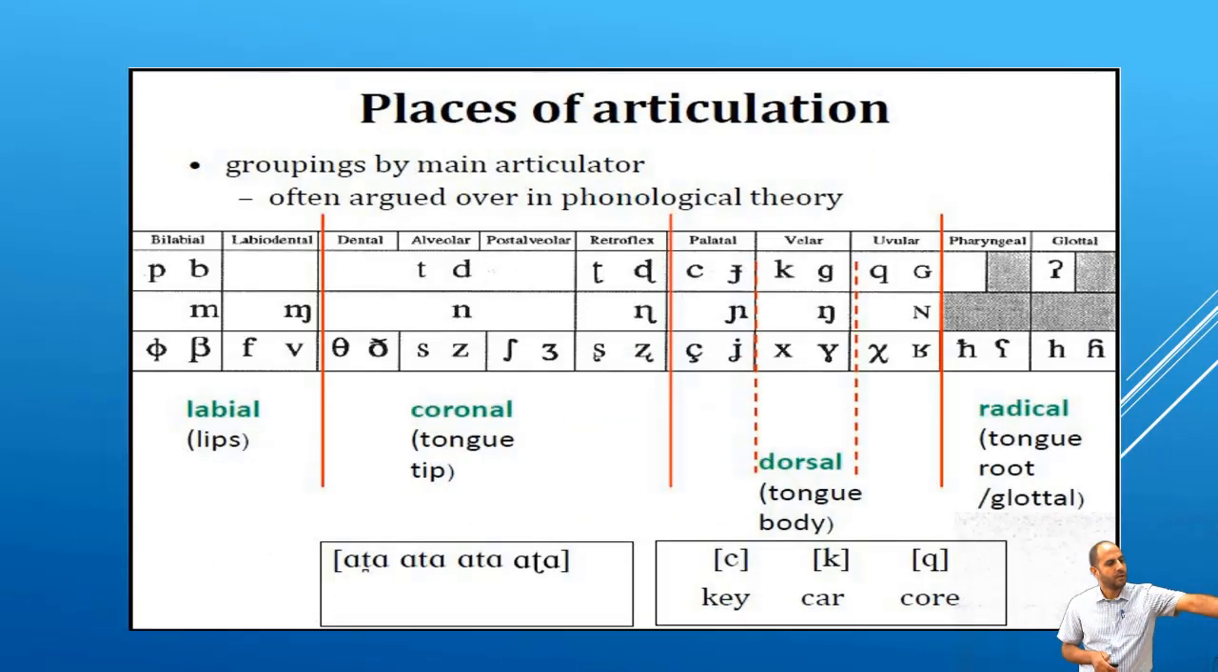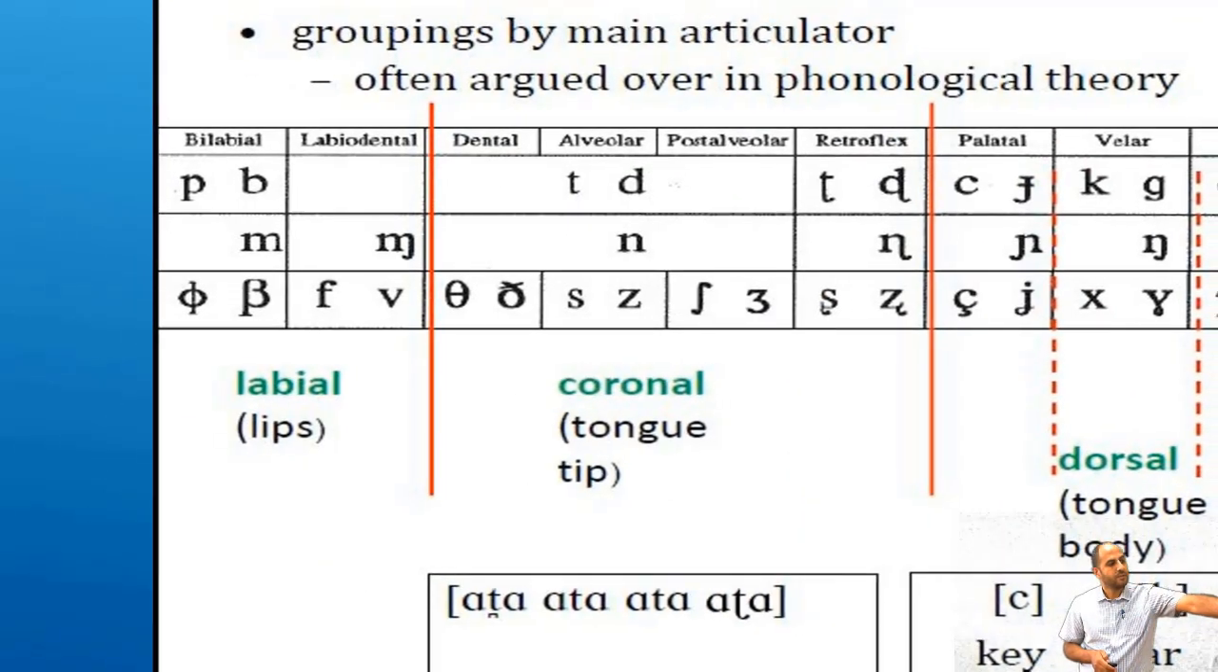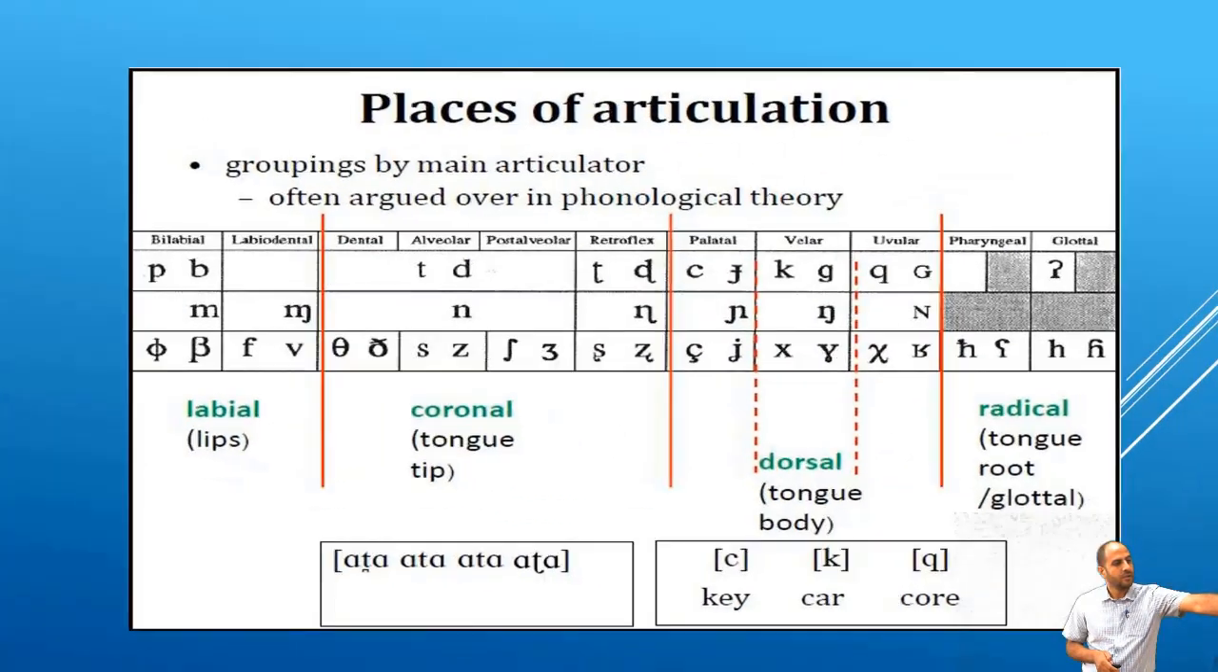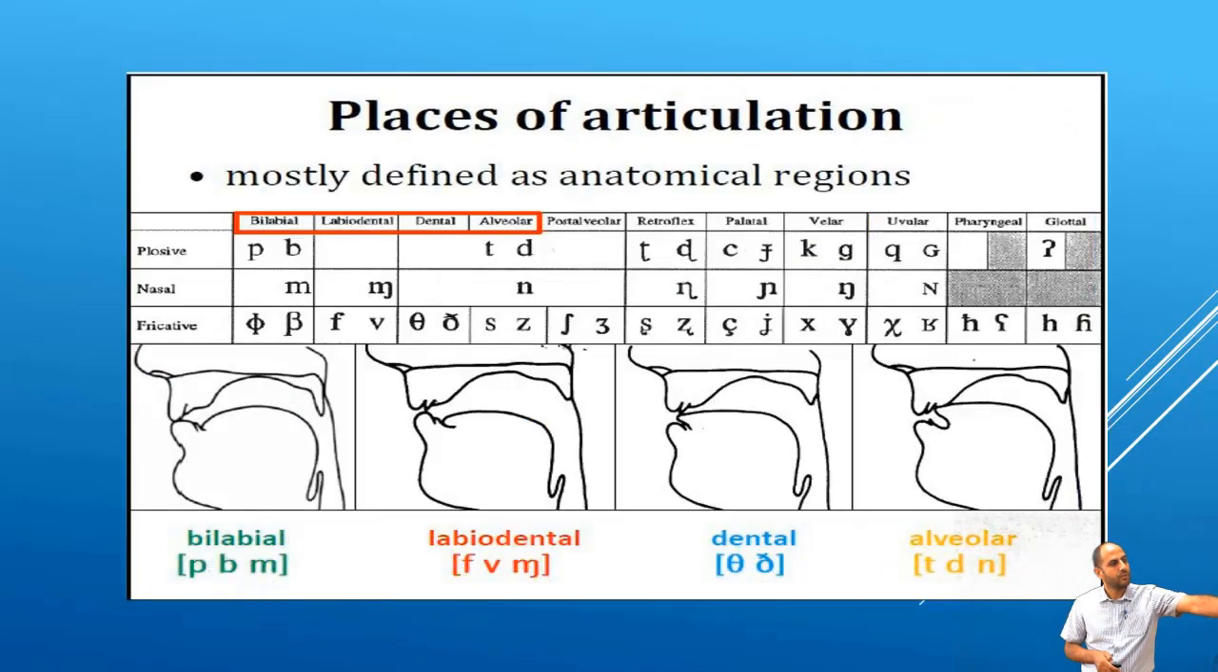coronal or labial and coronal, while the ones produced in a back region are called dorsal and radical. We will go through these in moments.